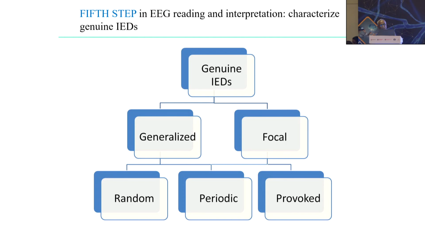And once you have defined it as genuine interictal epileptiform discharges, then you categorize them as focal or generalized, and each one of them may occur randomly, or they may occur recurrently or in a periodic pattern. You heard the lecture by Dinesh. And then whether they are provoked, like the photoparoxysmal response or hyperventilation response, which we had, or they are occurring spontaneously.